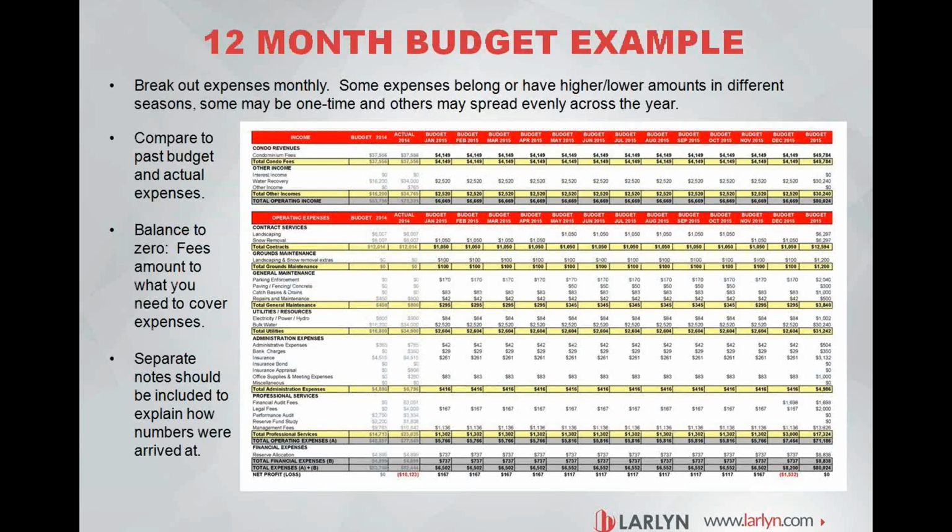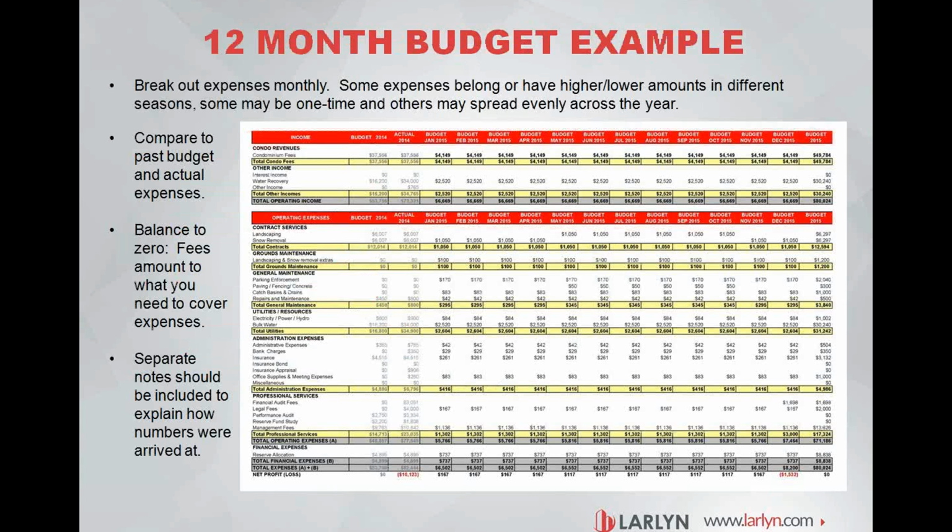So, taking that into consideration and looking line by line, the Board of Directors, in conjunction with the property manager, need to identify for the 2015 budget where items can either be depleted or shaved off or have lower budgeted amount, or where line items need to increase. The key is to balance to zero while having a little bit of a surplus. The one thing you can't do is operate in a deficit, and separate notes should be included to explain how the numbers were arrived at.